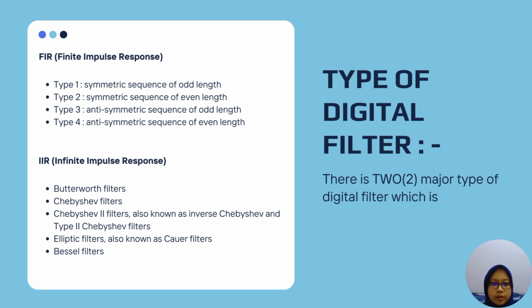Type 3, anti-symmetric sequence of odd length. Type 4 is anti-symmetric sequence of even length. For IIR, there are the Butterworth filter, Chebyshev filter, Chebyshev 2 filter, also known as inverse Chebyshev or type 2 Chebyshev filters, elliptic filters, also known as Cauer filters, and Bessel filters.